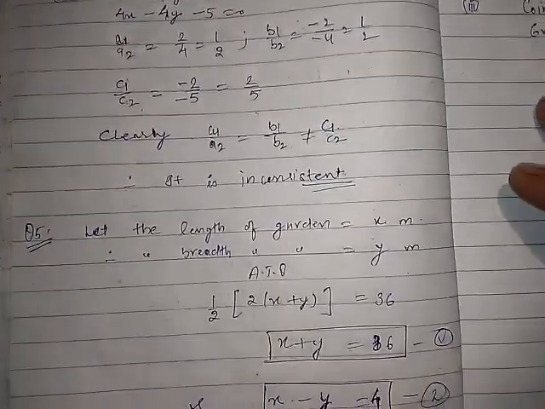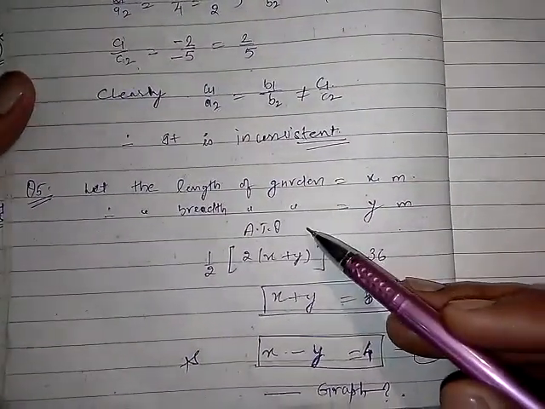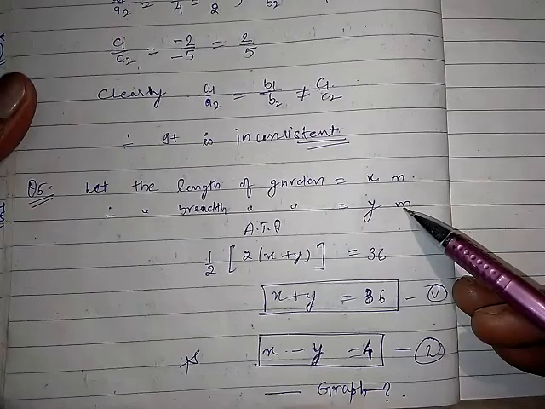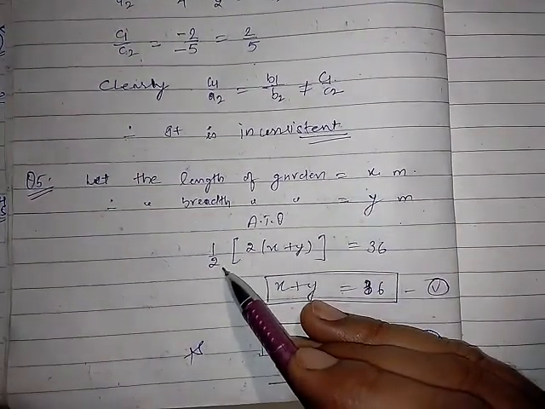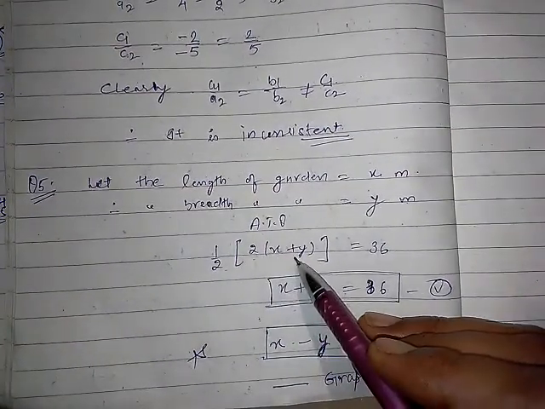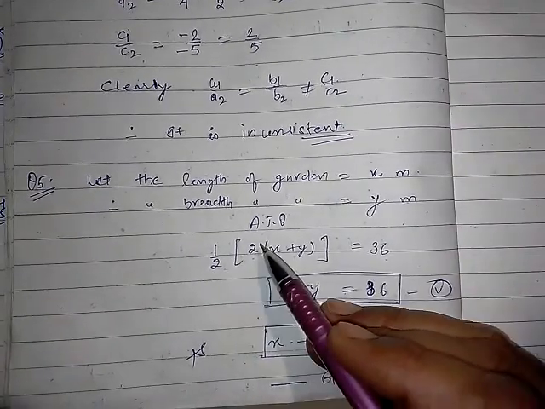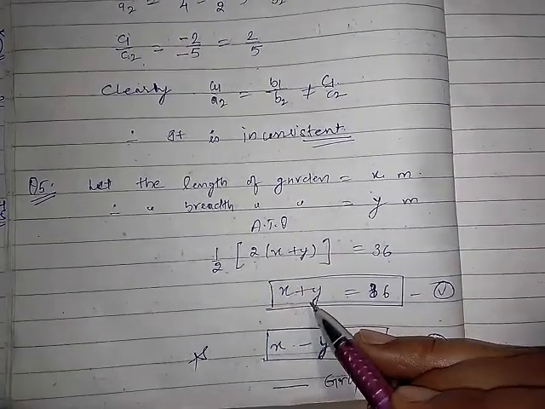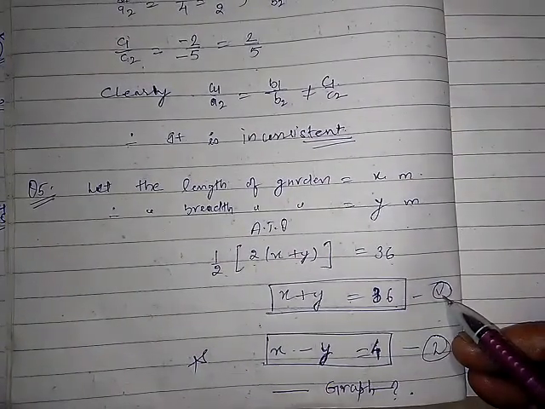So for the solution I have supposed the length of the garden is equal to x meter, breadth of the garden I have supposed y meter, and now according to the condition of the question, half of perimeter, what is the perimeter? 2(L plus B), that is x plus y is equal to how much? 36. What is the half? 2 will be cancelled out by 2. Ultimately you will get here x plus y is equal to 36. This is your equation number 1.